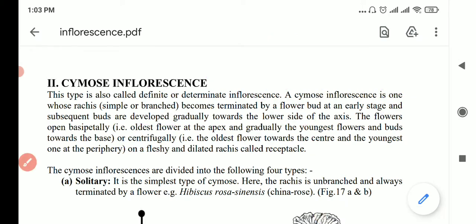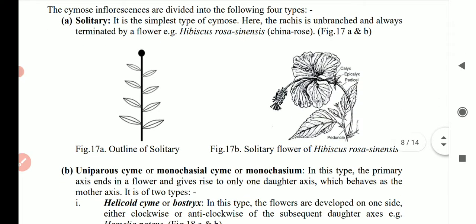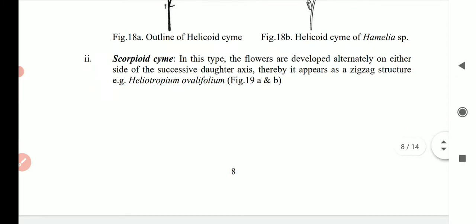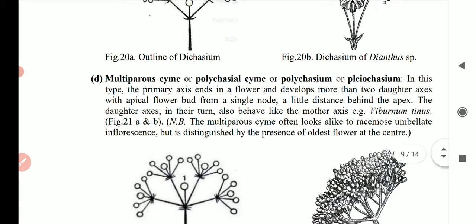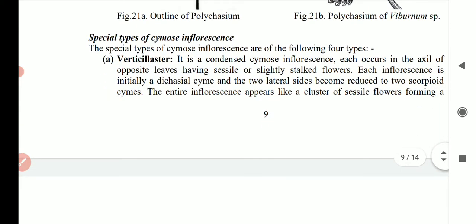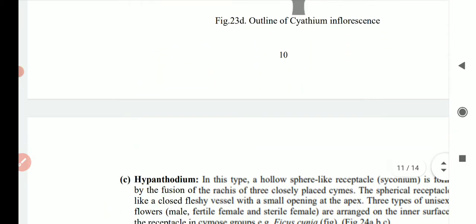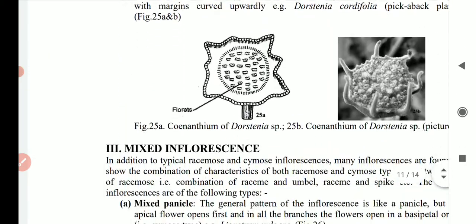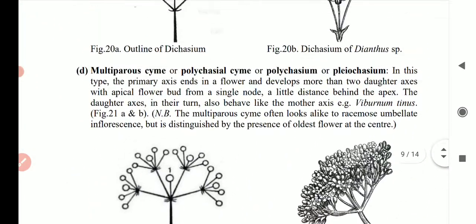So let's look at the types. It has 4 main types: solitary, uniparous cyme, then there are biparous cyme and multiparous cyme. And you have a few special types of cymose. We shall see them again in detail. I'm just scrolling so that you know how long the video will be.